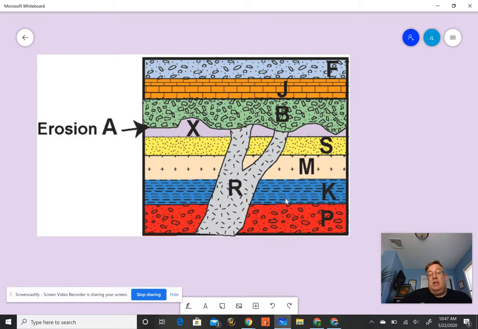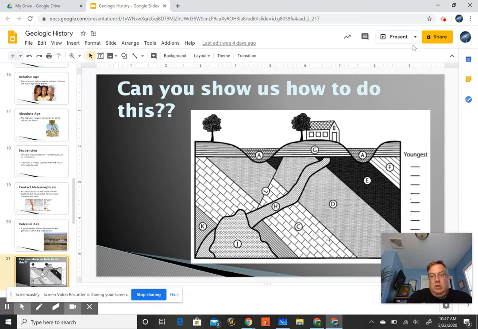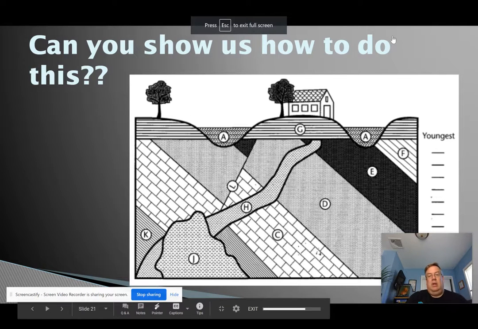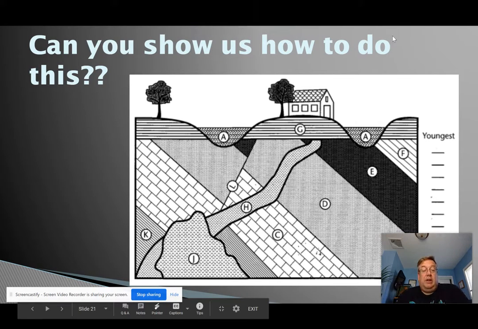If you see these layers tilted, so instead of one on top of another like this, they're at an angle, they were deposited first and then shifted to an angle. All right, so that's going to be tilting. Okay, so let's get back to our presentation. All right, can I show you how to do this one? Well, I just did, and you'll notice there's tilting here.